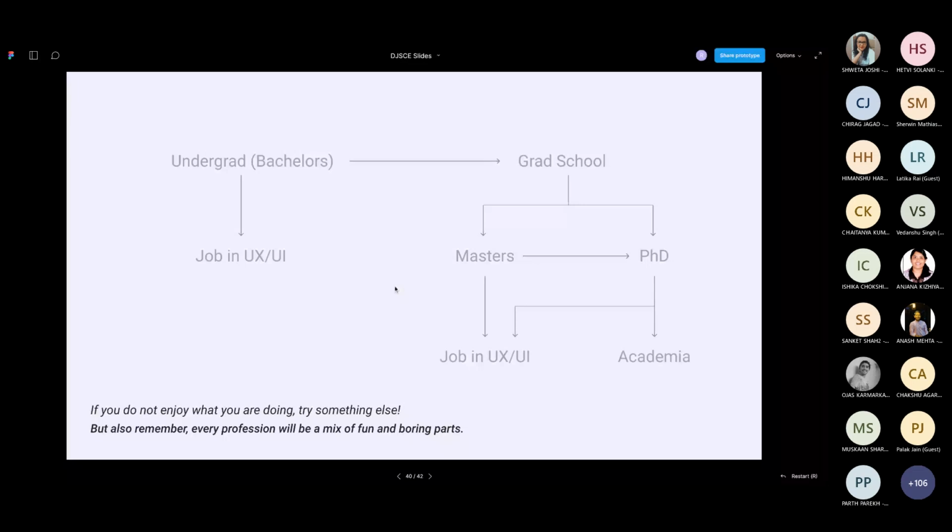But it's also really important to remember that any profession you decide to pursue, there will always be a mix of fun and boring parts. So not everything about your job is going to be interesting, but as long as you're passionate about what you're doing, I think that's just great.